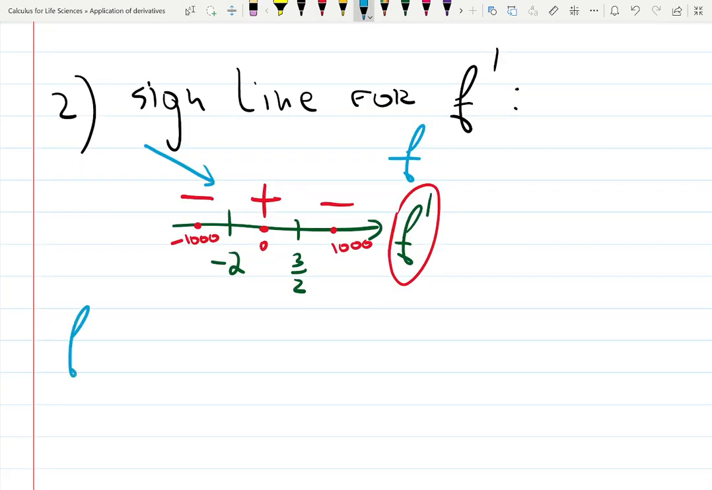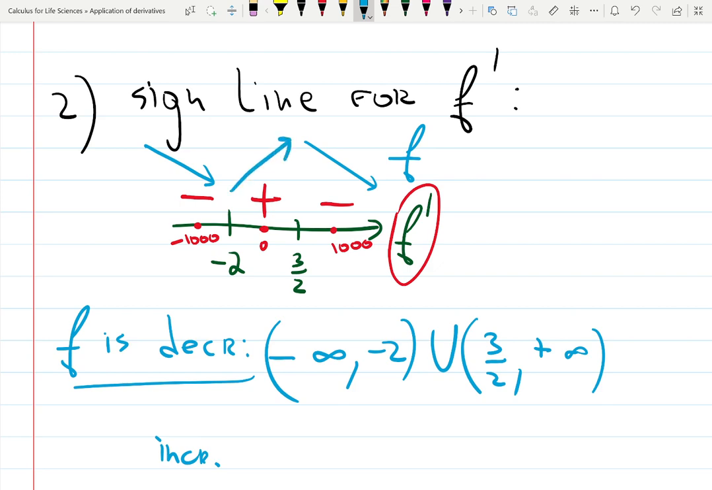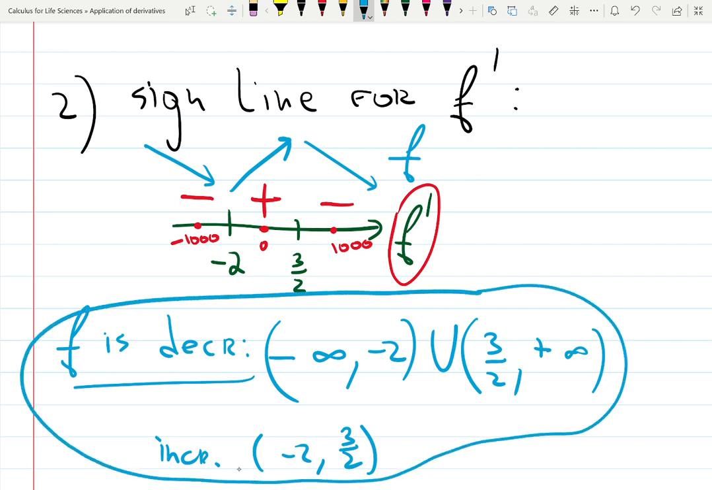Let me write down. F is decreasing on -infinity to -2, do not include endpoints, and from 3/2 to plus infinity. The hand goes down when you put the pencil on the graph of the function. And the original function is increasing from -2 to 3/2. They did not ask about this question, but on the exam we will. So make sure you remember how to do that.